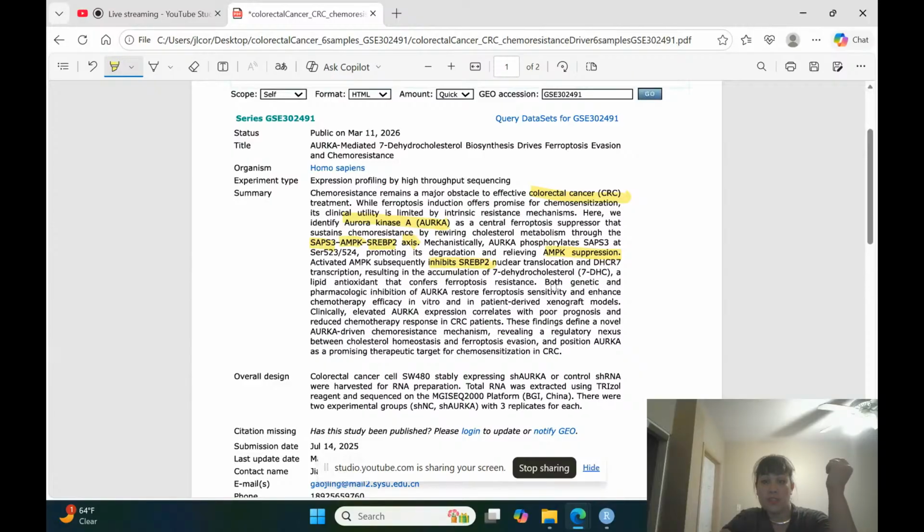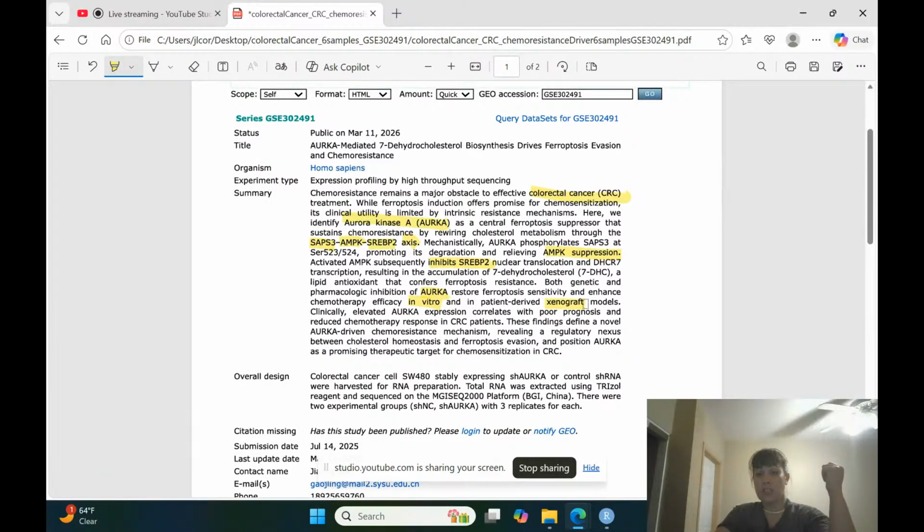So basically, genetic and pharmacologic inhibition of AURKA, aurora kinase A, means ferroptosis sensitivity will be restored, and it will enhance the effects of chemotherapy in a good way. That's what they've seen in the cultures in vitro and in patient-derived xenograft models.